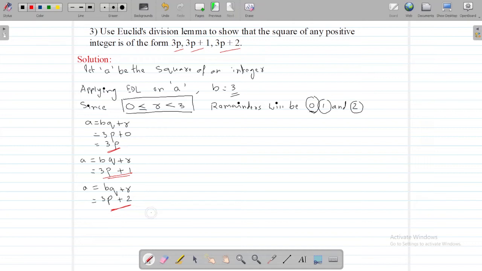But here the problem says the number is a square of any positive integer. So for that we will see: let a be a positive even integer.